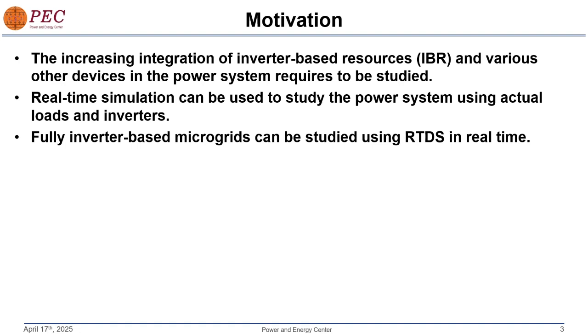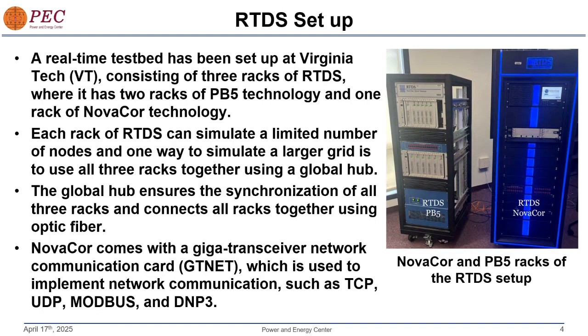One tool that we can use is the real-time simulator, which can become very handy since 1 second of simulation is exactly 1 second in real time. And in this work, we're going to study a full inverter-based microgrid, where all the sources of generation come from the inverters during the islanded mode of operation. And this study has been conducted using RTDS in real time.